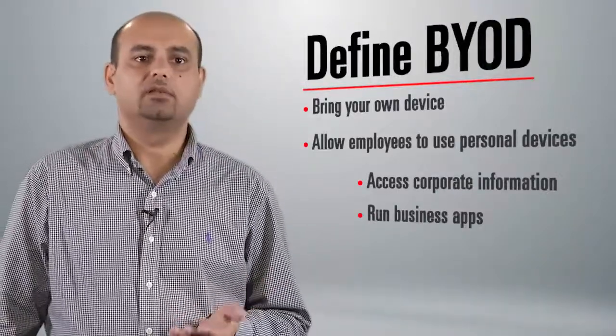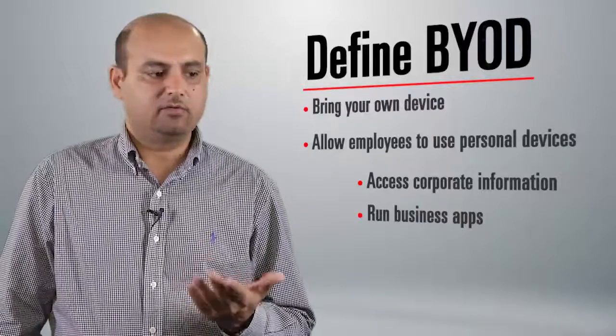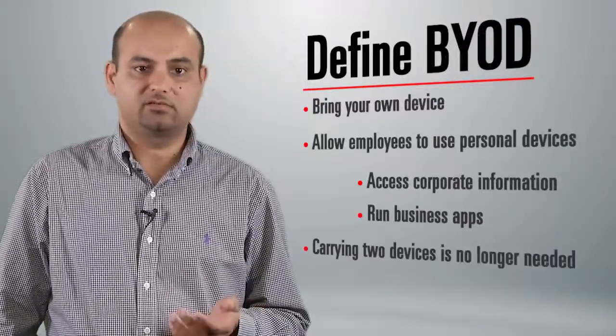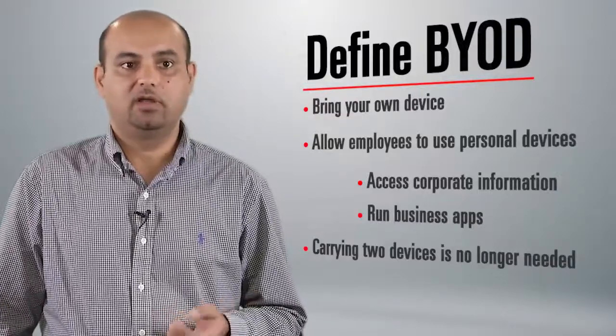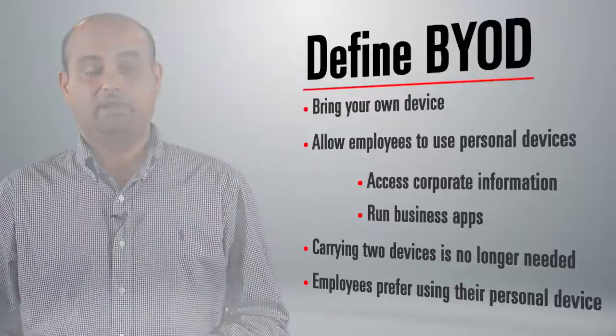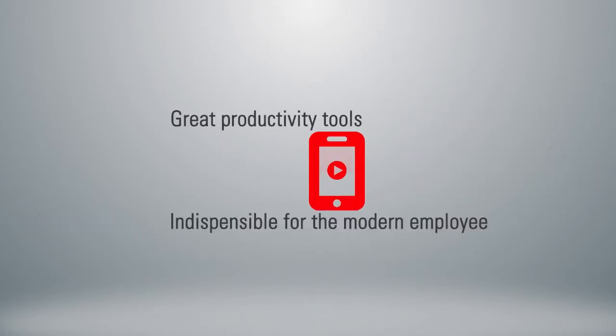Traditionally, the model used to be your company provides you with a phone that you use for work. As a result, people would carry two devices, one for personal and one for work. But nowadays, everyone carries a smartphone and they want to use it for work. So smartphones and tablets are great productivity tools and are becoming indispensable for the modern employee.